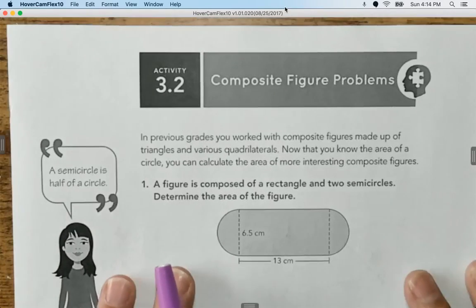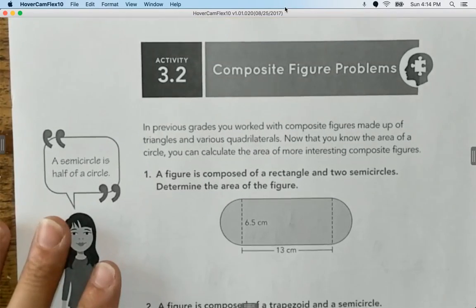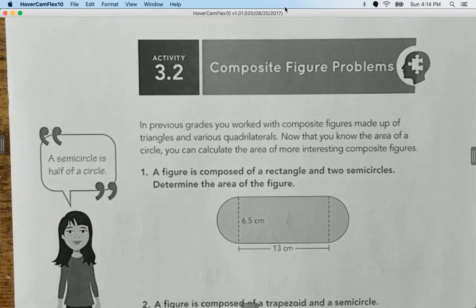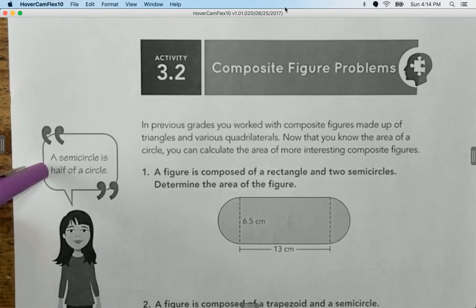Activity 3.2, composite figure problems. In previous grades, you worked with composite figures made up of triangles and various quadrilaterals. Now that you know the area of a circle, you can calculate the area of more interesting composite figures. A semicircle is half of a circle.